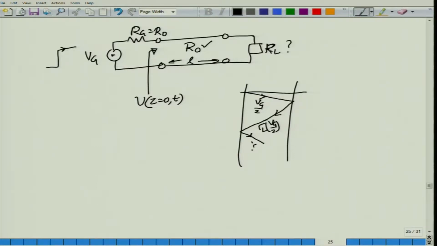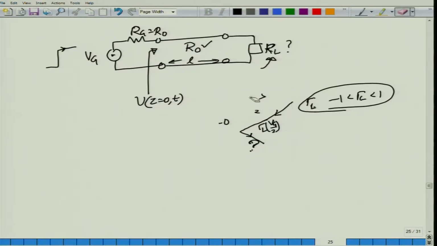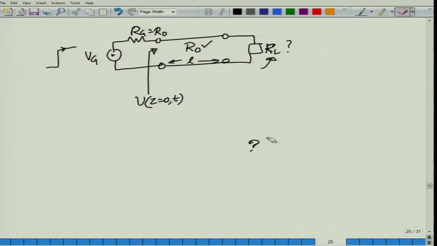Will there be further reflections here? Unfortunately, there won't be any further reflection because we have made gamma g equal to 0. Gamma L is some real number. It could be minus 1 less than gamma L less than 1. But I do not have an idea of what the value is exactly equal to. So, my goal would be to look at the voltage or monitor the voltage at the source end and try and figure out what would be the load that is connected. Can I do that? Yes, indeed I can do that. Let us first consider special cases and then develop an idea of how to do that.